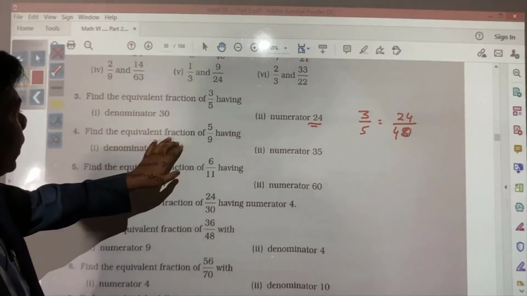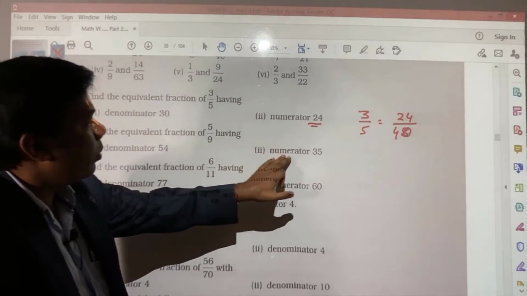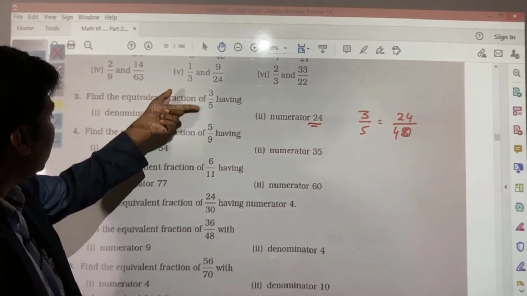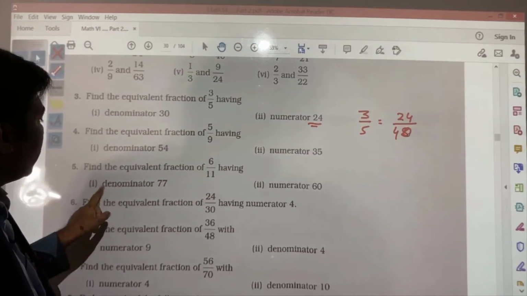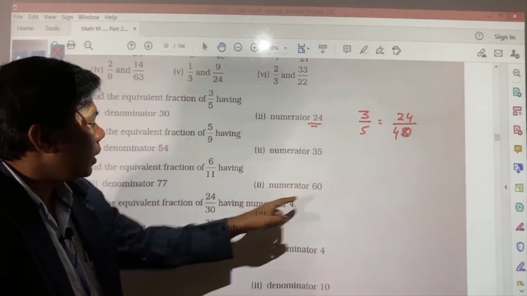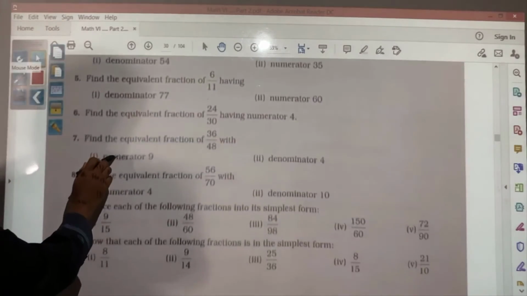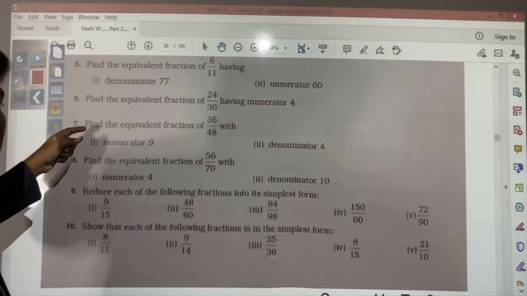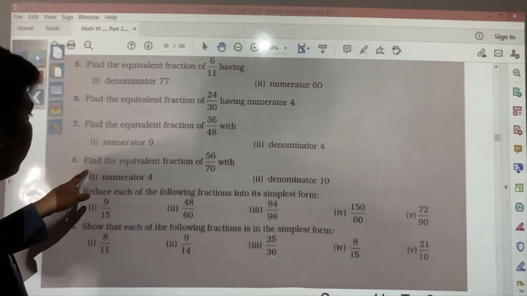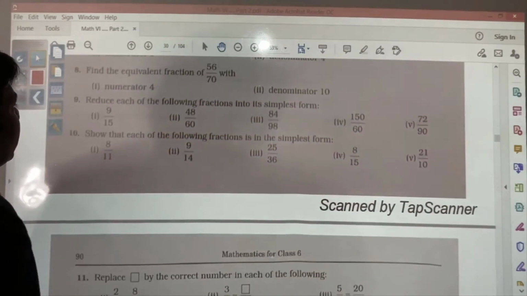Find the equivalent fraction of 5 by 9 having denominator 54 and numerator 35. In the same way you need to do. Find the equivalent fraction of 6 by 11 having denominator 77, numerator 60. Similar questions are there. I hope you will be able to do. The same questions are there in 6, 7, 8.